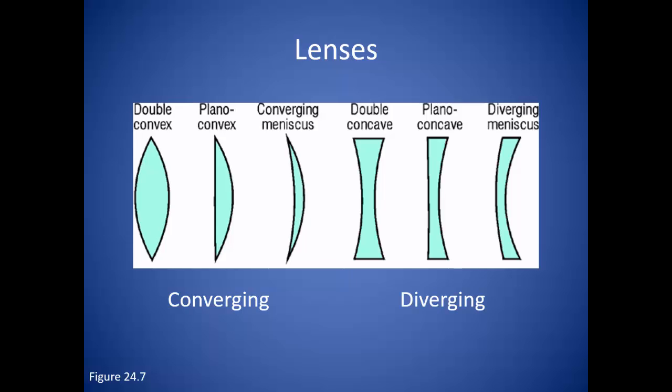A diverging lens will spread light rays out, and it also comes in three types. A double concave curves inward on both sides. A plano-concave is concave on one side and flat on the other, and a concave meniscus is concave on one side and slightly convex on the other. The key difference between converging and diverging lenses is that the converging are thicker in the center, whereas diverging lenses are thinner.